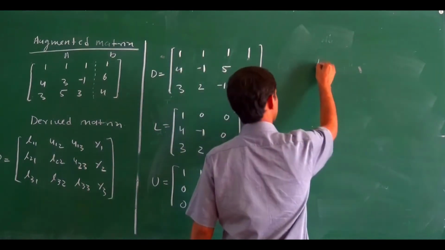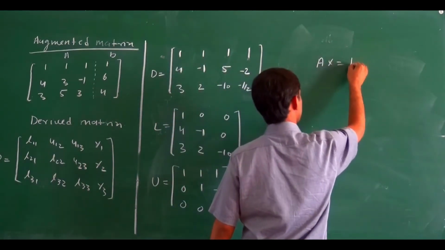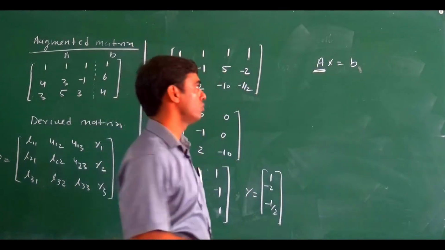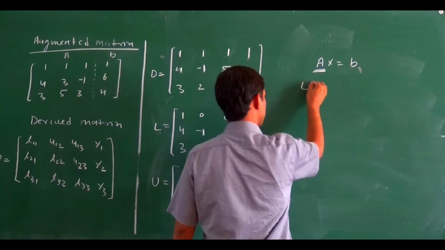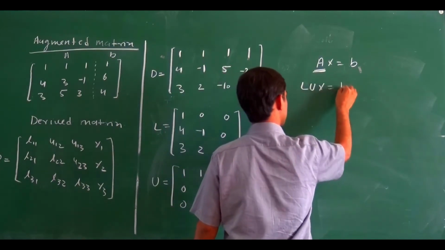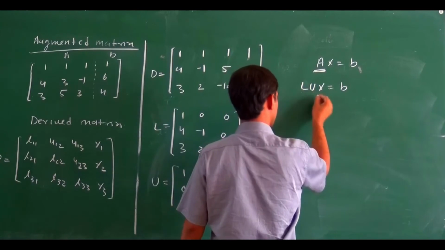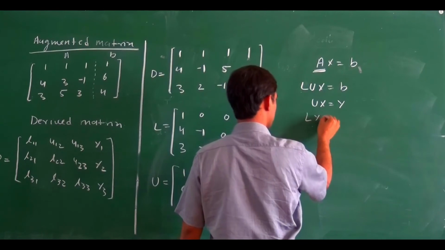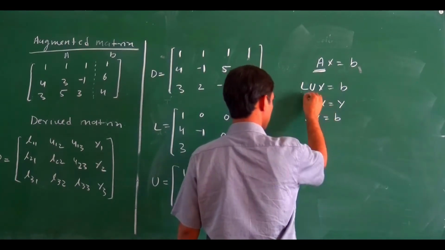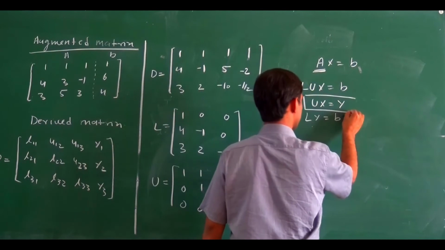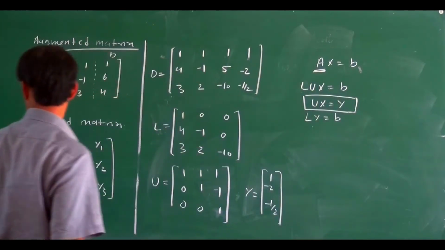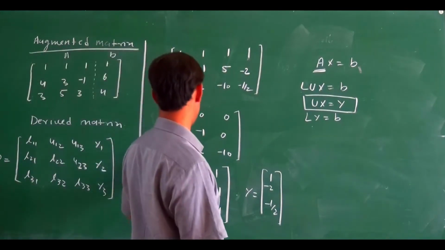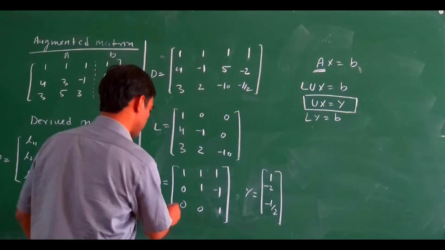What's happening in Crout's method? Simply we write Ax equal B, and we decompose A into two parts, L and U. So this becomes LUx equal B. Then we put Ux equal Y, then Ly becomes B. Now we have U, we have X, we have Y. So what is X? X is x1, x2, x3. What is U? U is this matrix, the upper triangular matrix.